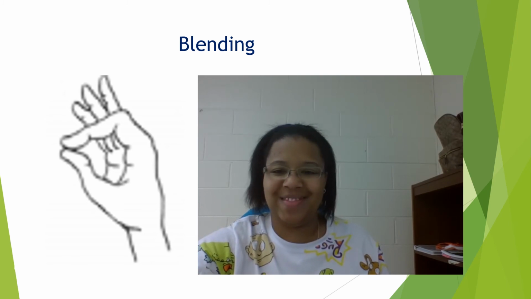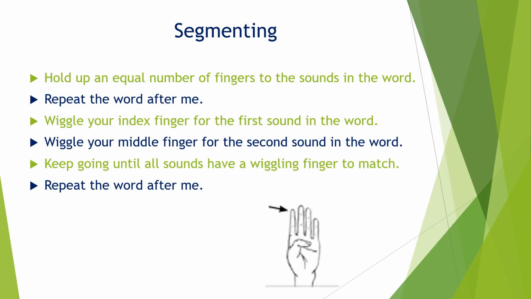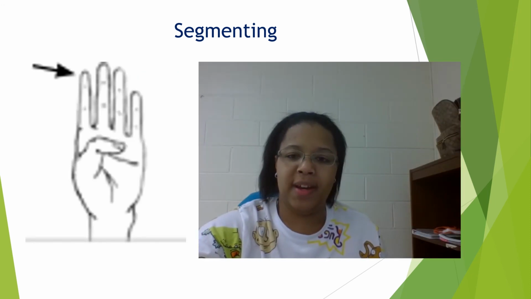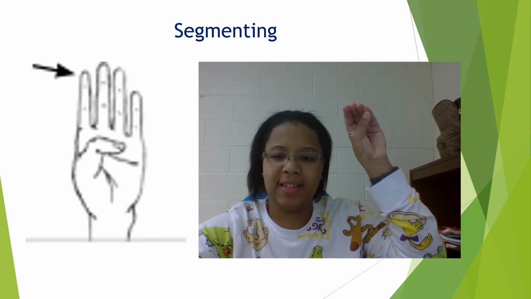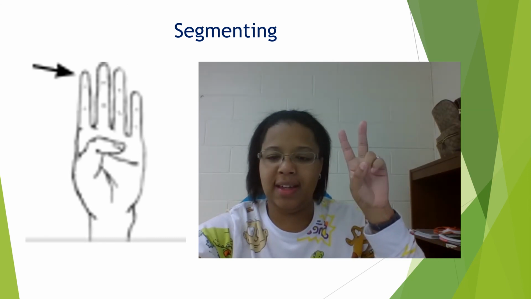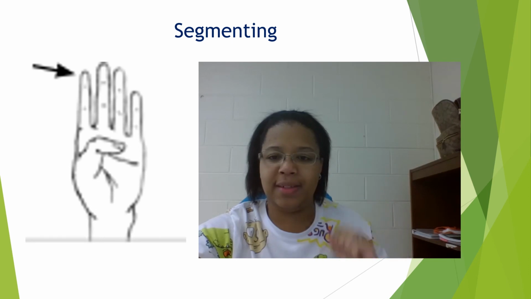Great job. Now let's segment those same words. Hold up an equal number of fingers to the sounds in the word. Repeat after me. Wiggle your index finger for the first sound in the word. Wiggle your middle finger for the second sound in the word. Keep going until all sounds have a wiggling finger to match. Then repeat the word after me. Get your tapping fingers ready and repeat after me. Lid. L-I-D. Lid.